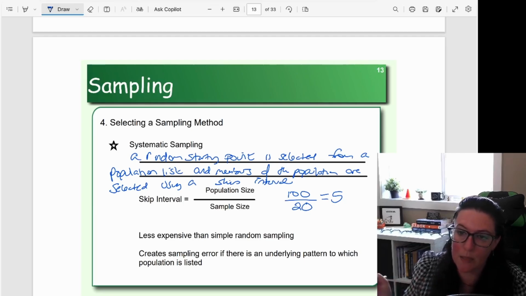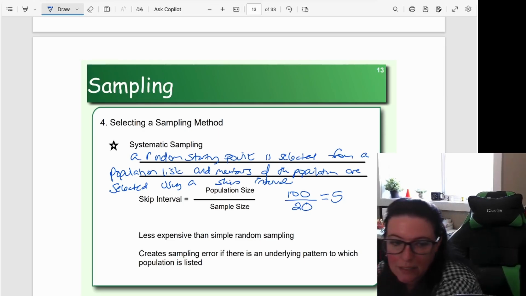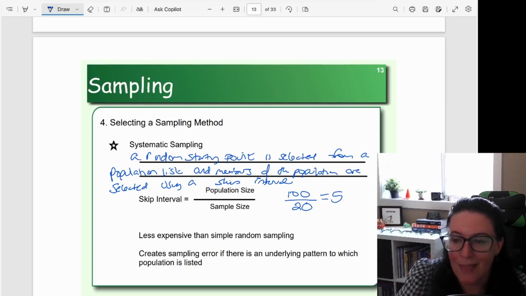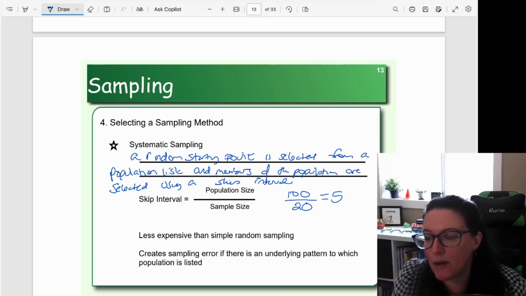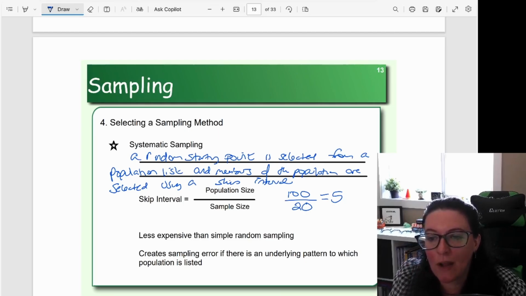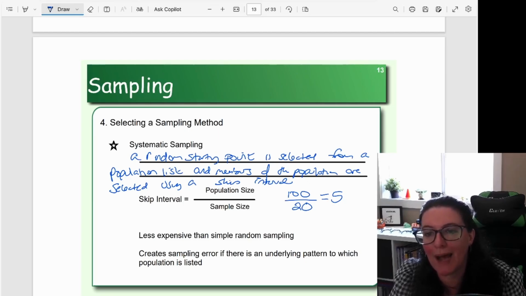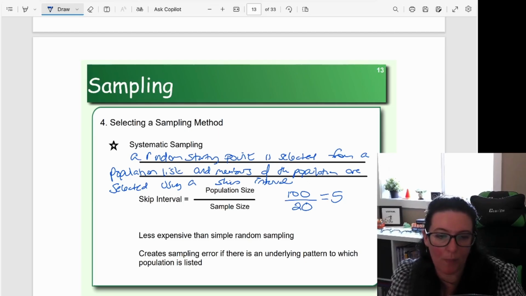So we would pick a random starting point in our list of our population, and we would then contact every 5th person on that list. This is less expensive than random sampling. The challenge is that we have more sampling error if there is some kind of underlying pattern to which the population is listed.